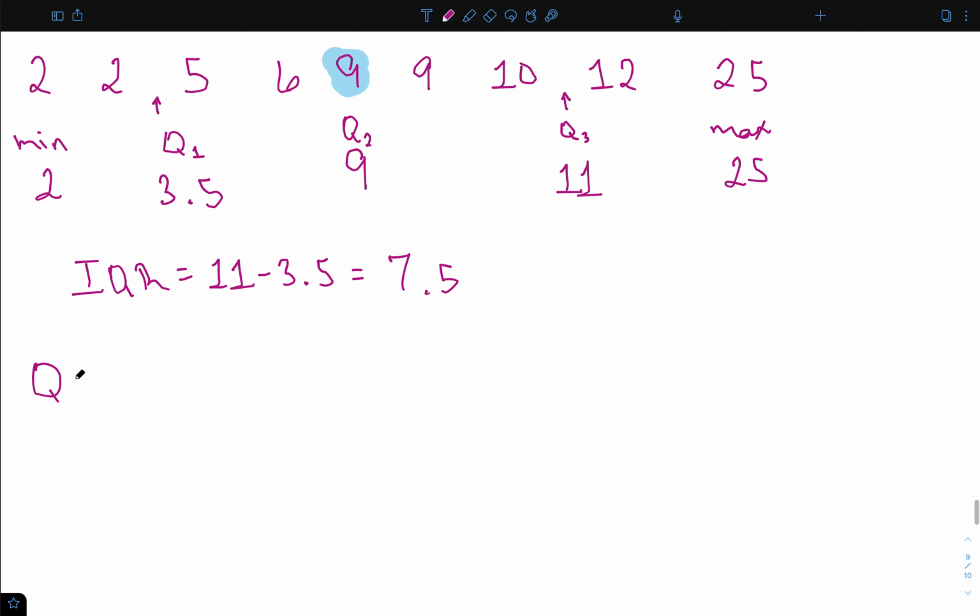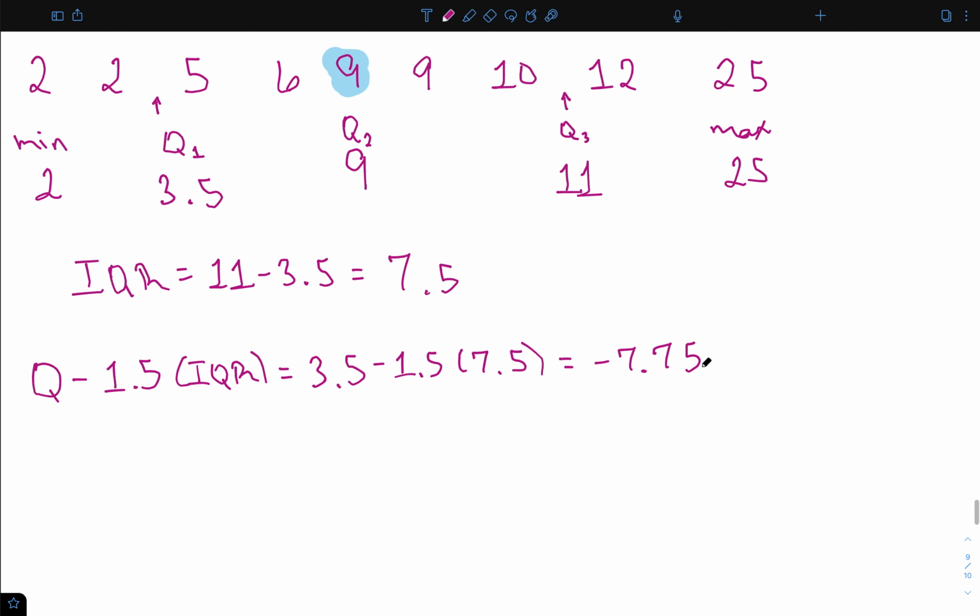Our formulas said Q1 minus 1.5 times the interquartile range, or 3.5 minus 1.5 times 7.5, which is negative 7.75. This tells us for this data set, any value smaller than negative 7.75 would be considered outliers. We do not have any small outliers in this data set since no numbers are below negative 7.75.